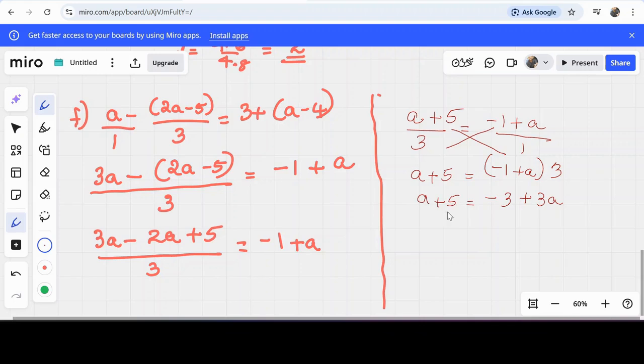Now we know that we can rearrange. So this minus 3 I will take to here, then a will go to the right hand side. So 5 plus 3, which is equal to 3a minus a. Now 8 is equal to 2a, then a is equal to 8 by 2, which is equal to 4. Now we can do the next question.